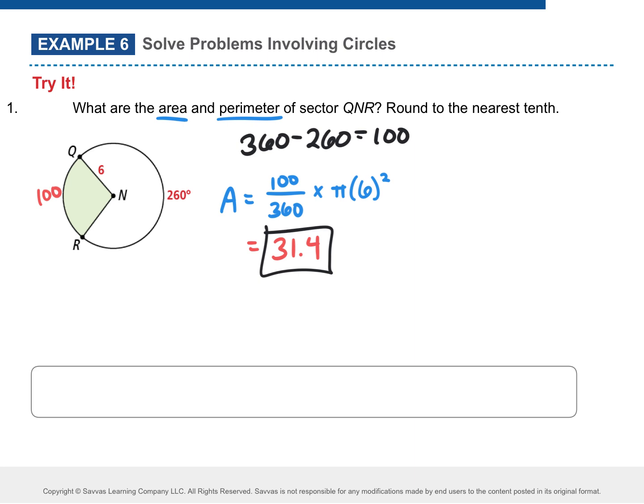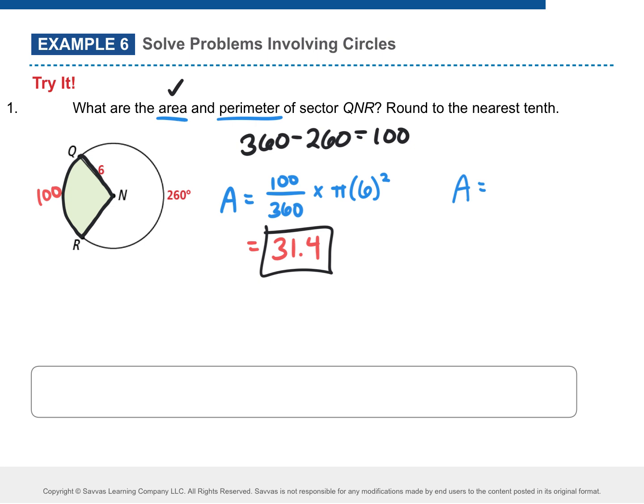So area is done. How do I find perimeter? First of all, what does perimeter mean? The sides, right? The distance around that section. Is the distance from here to here 100? No, why not? Why is the distance not 100? Because that's the angle measure. So how do I find the distance? I do the arc length, right?